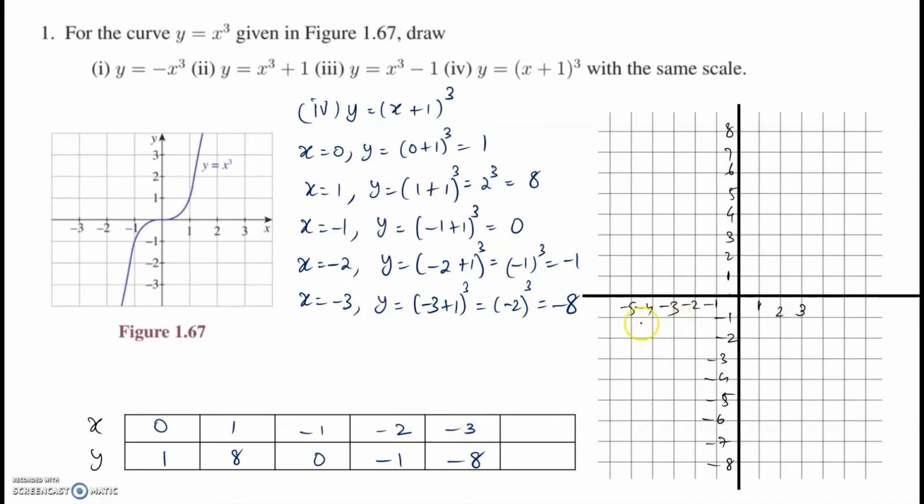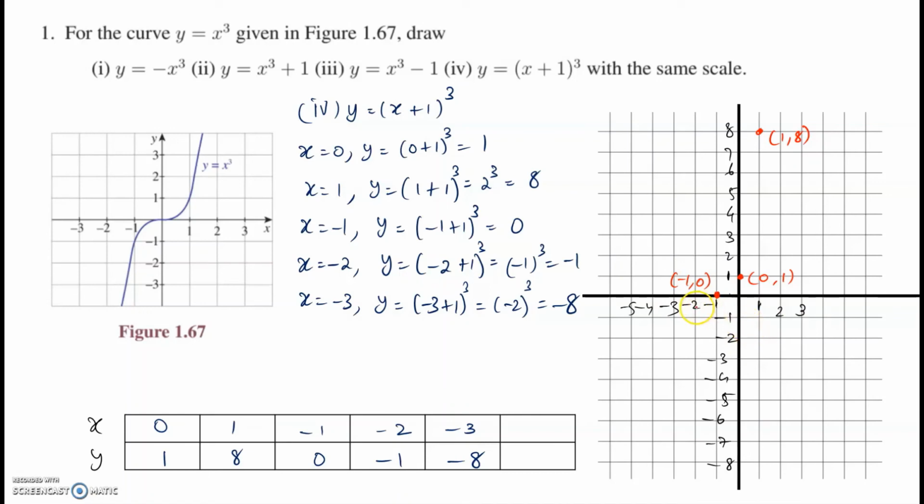So now let's plot these points. So we have x is 0, y is 1. So this is 0 and 1. And the second is x is 1, y is 8. Then you have x is minus 1, y is 0. So you have the point here, minus 1 and 0.